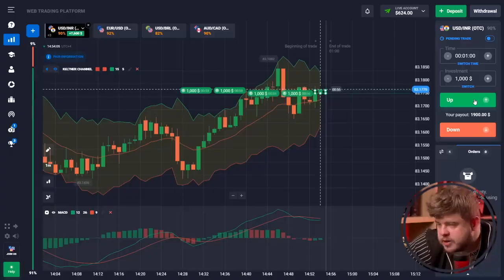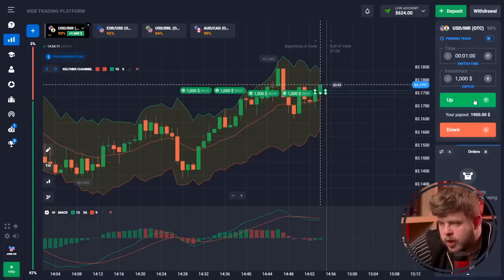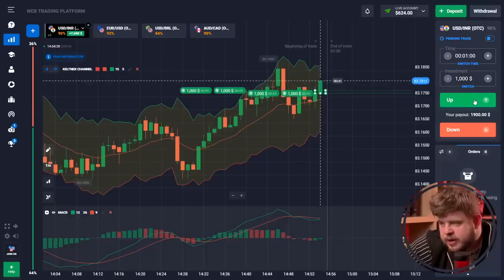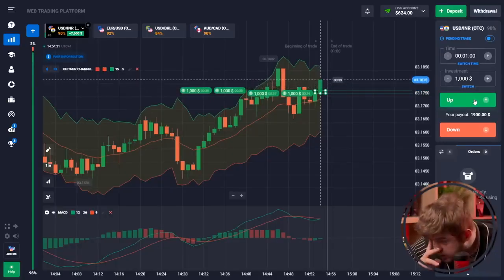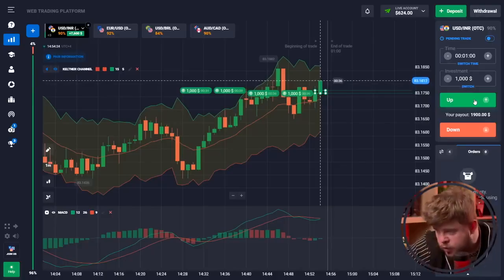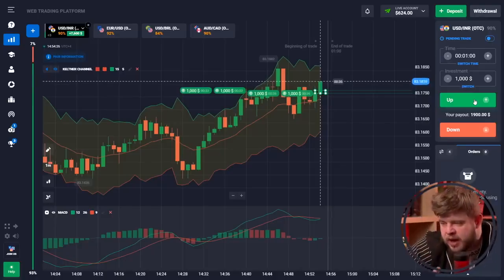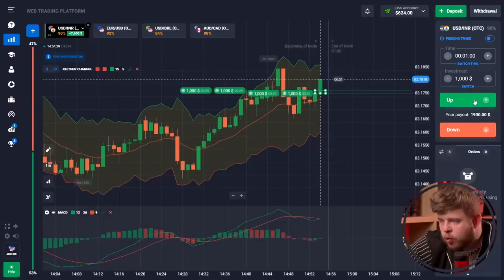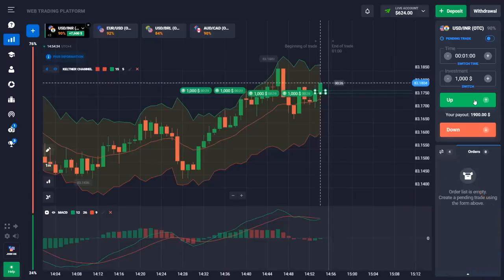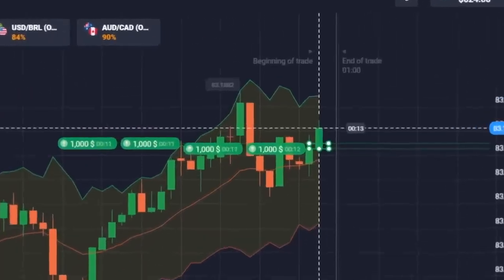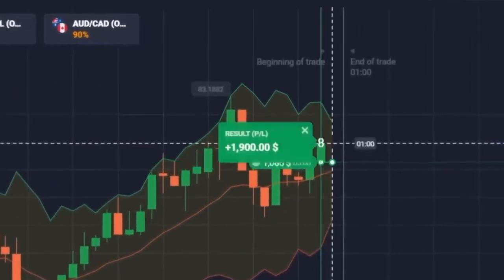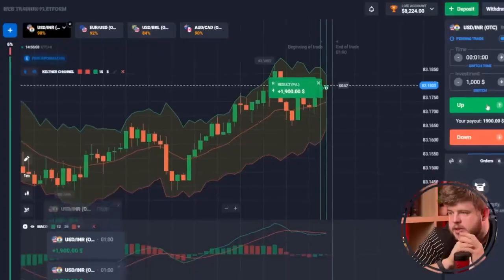Okay guys, so here we have opened one more buy order. We have opened 4 buy positions according to the following recommendations. As you can see, middle line of the Keltner channel didn't allow price to go down anymore. Now I am expecting the pullback. That's why we have opened 4 buy positions with total investment of $4,000 here. Okay, perfectly done. That's good.